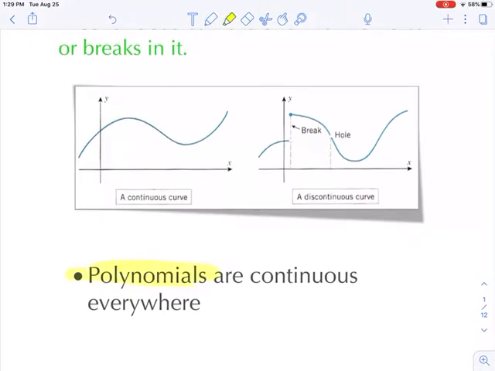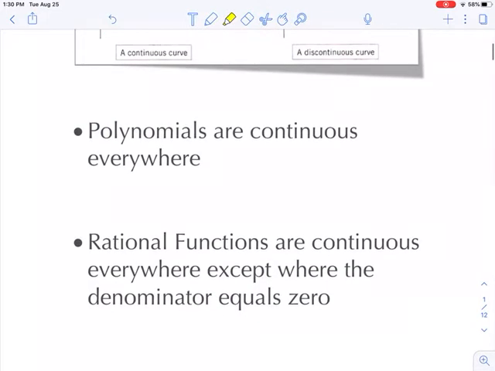Okay, so let's just talk about some functions that we know a lot about already. A polynomial is always going to be continuous everywhere. Polynomials are smooth, continuous curves. There are no holes, there are no breaks. Polynomials are always continuous. So if you're ever given a polynomial, you shouldn't have to think too hard about whether it's continuous or not. We know they're all going to be.